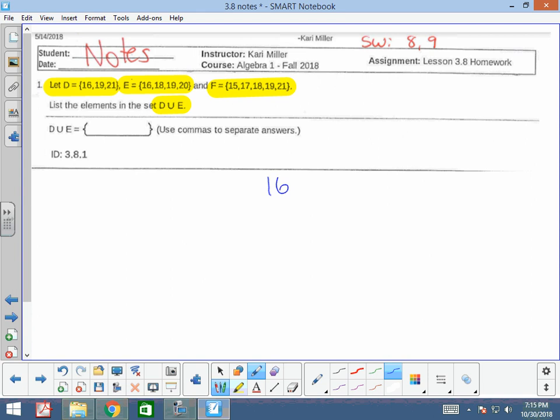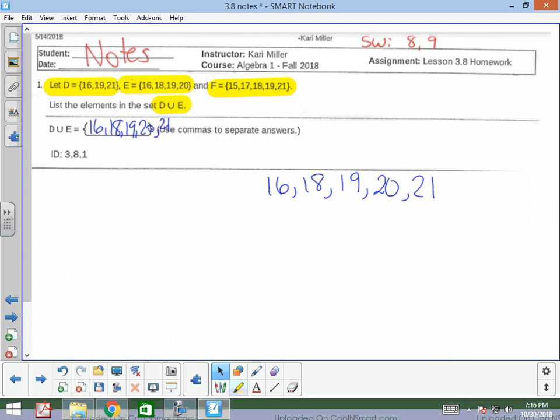So 16 is in D and E. 18 is just in E, but we want to write it down because we're doing the union. 19 is in both D and E. 20 is just in E. And 21 is just in D. So it's everything that is in both D and E, including what they have in common. So 16, 18, 19, 20, and 21. You'll be typing that in. All right, so that's number 1.